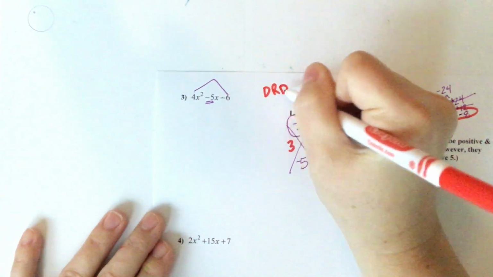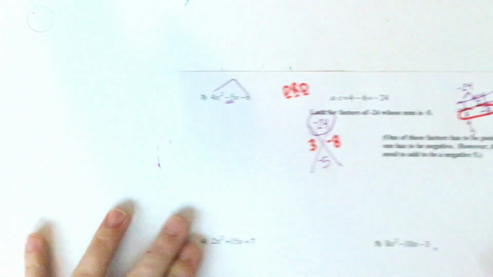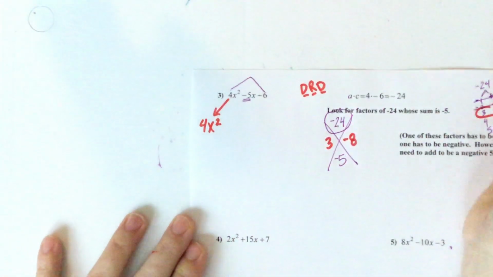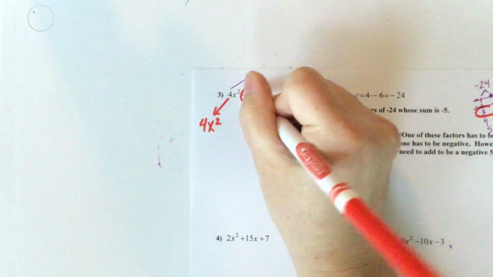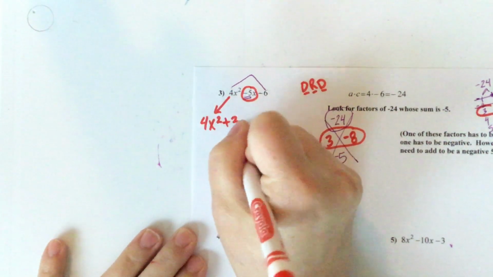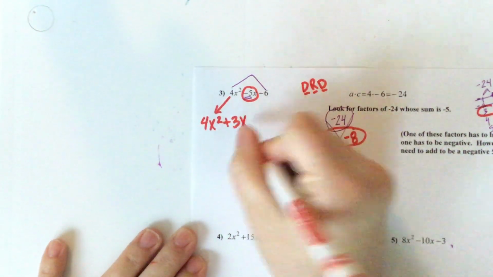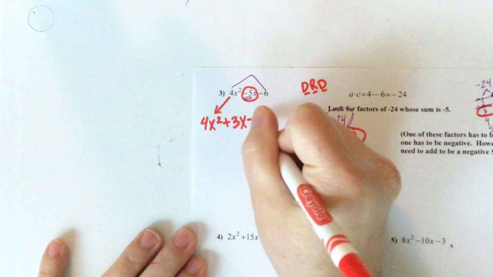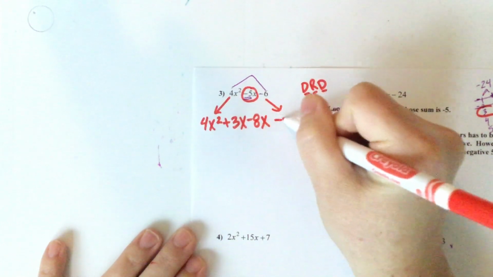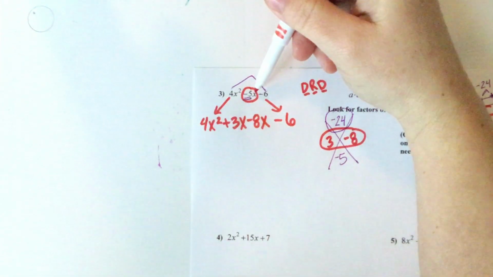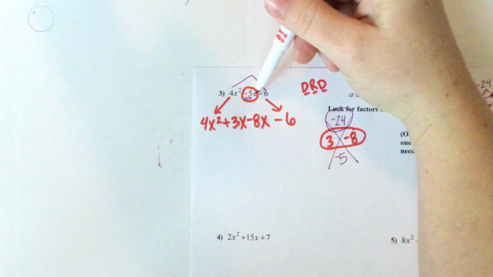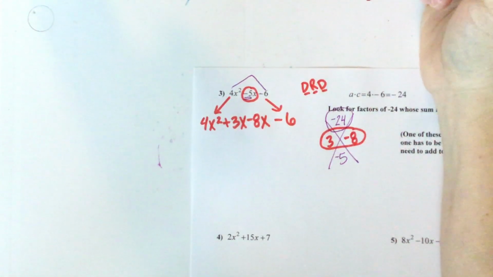Okay, so I drop the 4x squared. I replace the -5x with these two numbers. So plus 3, but give it the x that the middle guy had. Minus 8, but give it the x that the middle guy had. And drop the -6. So if the middle letter was a y, these would both be y's. If the middle letter was x to the 4th, these would both be x to the 4th.